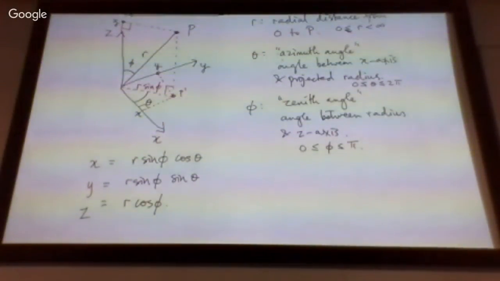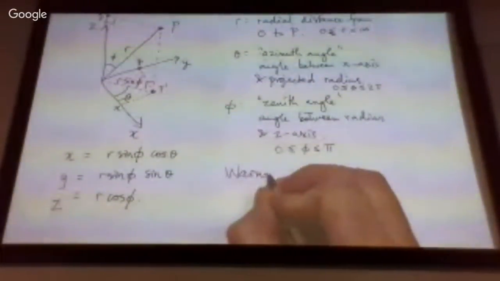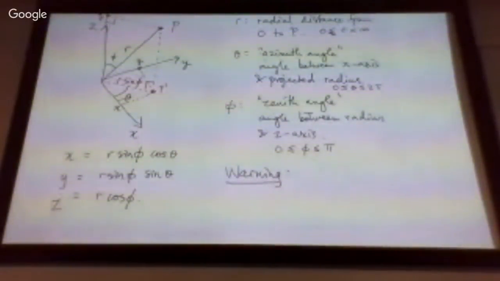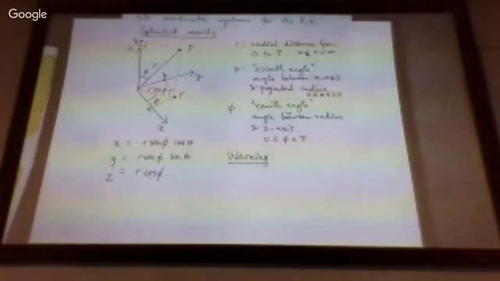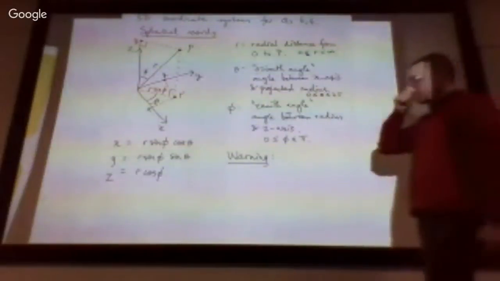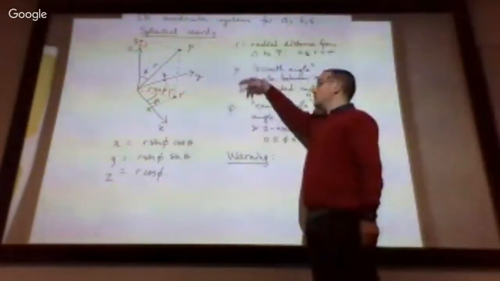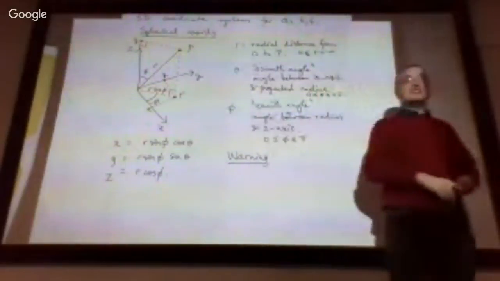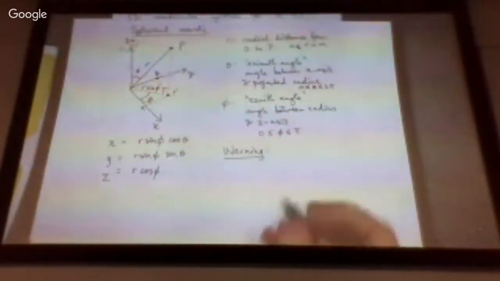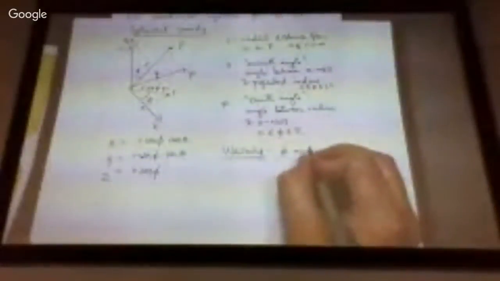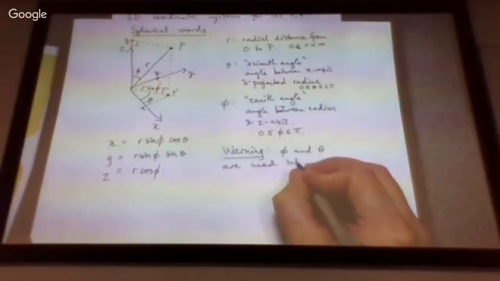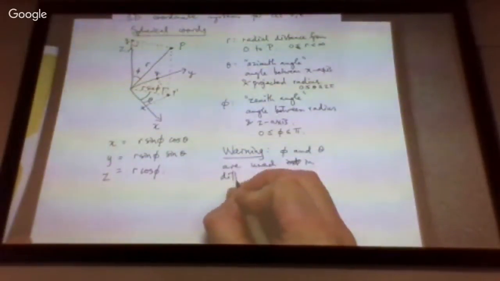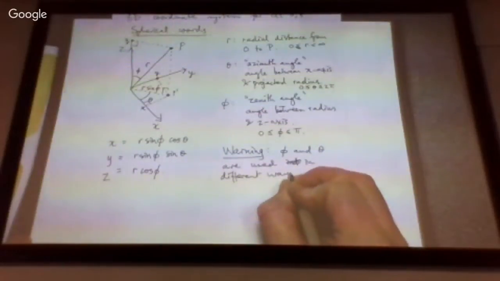Now, there's a warning attached to this that you just have to be aware of. It's one of the cases in maths where there is no good commonly agreed notation. Different subjects and different books and different authors will interchange the letters theta and phi. Theta and phi are used in different ways in different subjects.